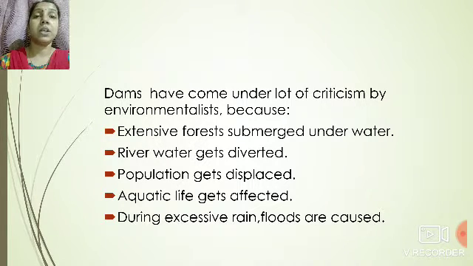River water gets diverted. These dams are constructed across rivers where floods occur, so their path gets diverted. Population gets displaced. If some people are living in the areas where dams are to be constructed, then they have to be removed from that place. Aquatic life gets affected. Why? Because dams do not provide the original environment that aquatic life would have had when living in a river. So they are also adversely affected. During excessive rain, these dams cannot protect against floods. Floods occur if there is excessive rainfall in the areas.